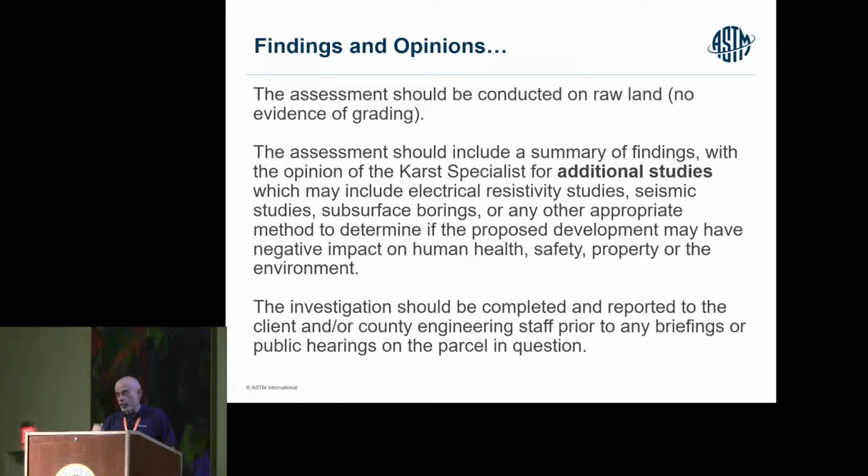So the detailed study, the follow-up study, is not in the standard we're working on currently. It's strictly the preliminary study, which again, the main elements are the desktop review and the field verification.